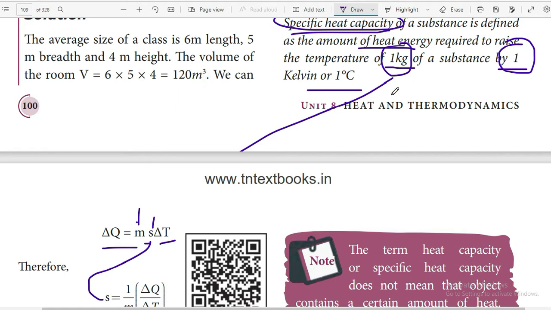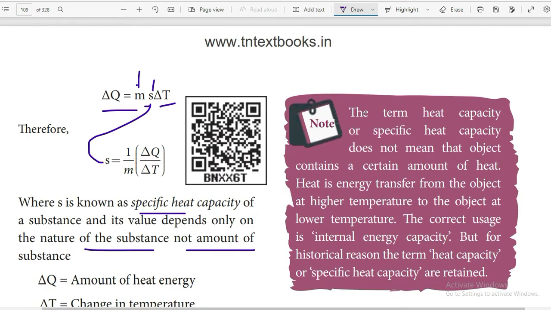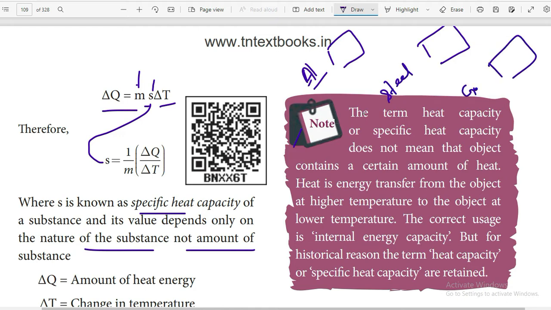Let us take an example. We have 1 kg of aluminium, 1 kg of steel, and 1 kg of, say, gold. Everything is at 28 degrees Celsius, at room temperature. Now we have to increase the temperature of each of these by 1 degree Celsius. That is our objective.